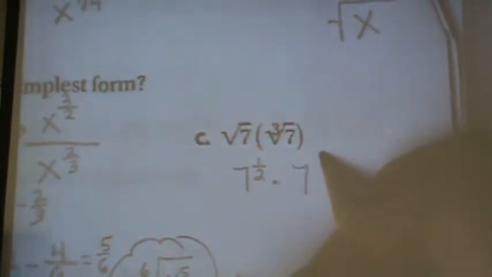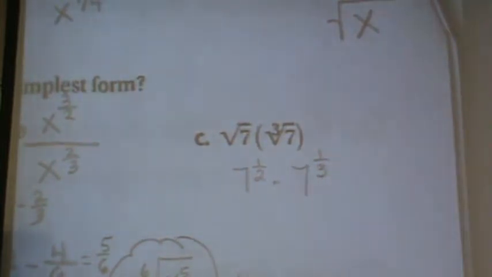And the last one, C. Can I grab this 7 and pair them up? No. What's stopping us? The indexes. So can you rename the square root of 7? 7 to the 1/2 power. And how about the cube root of 7? 7 to the 1/3. What's your common denominator? 6.